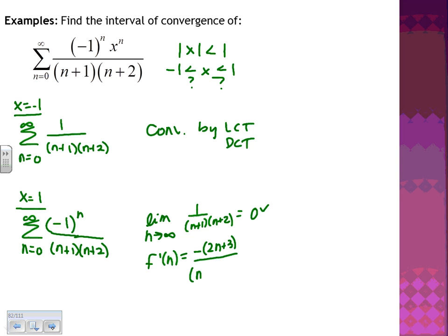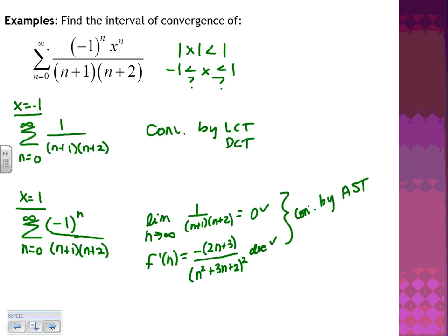Is this one of those where you can just show that n is greater than or equal to n plus 1? Yes, you could do that as well to show that it's decreasing, or you could do the derivative. I'm fine either way. So it's decreasing, so this tells us it does what? Converges by the alternating series test.